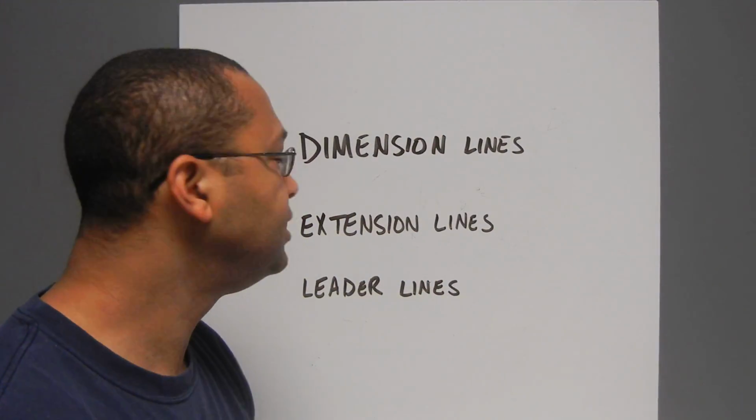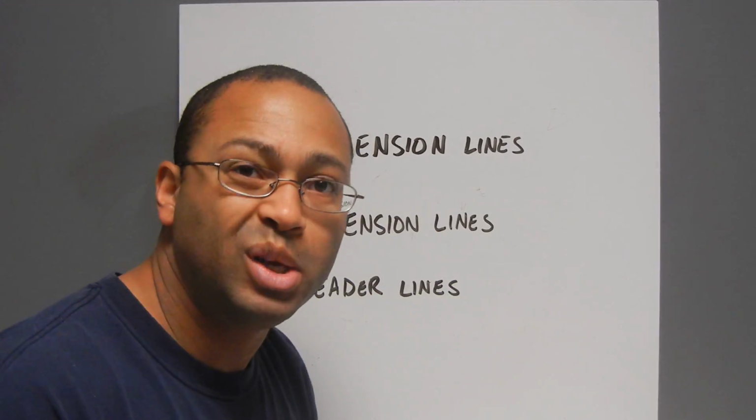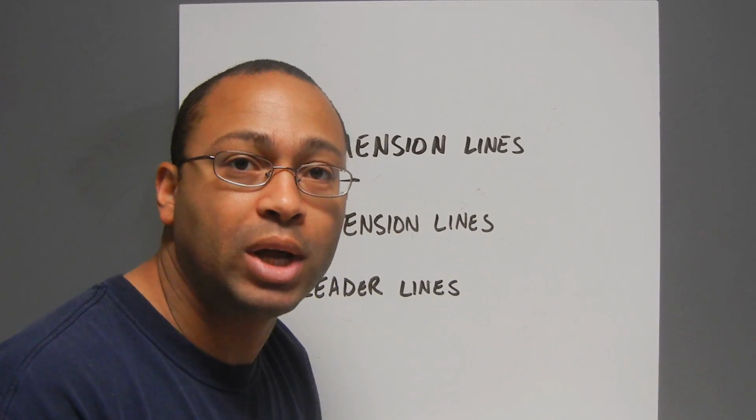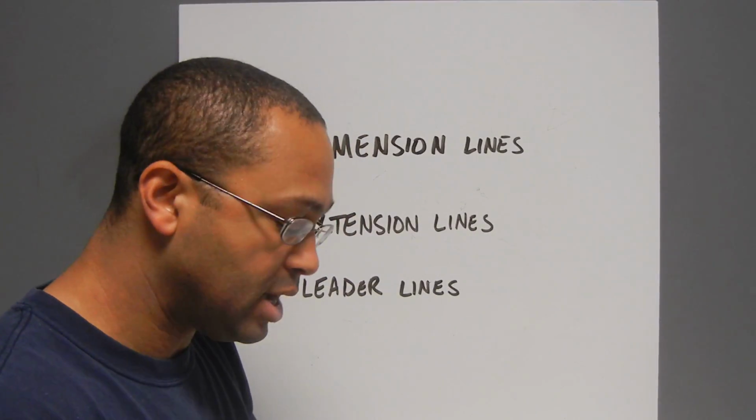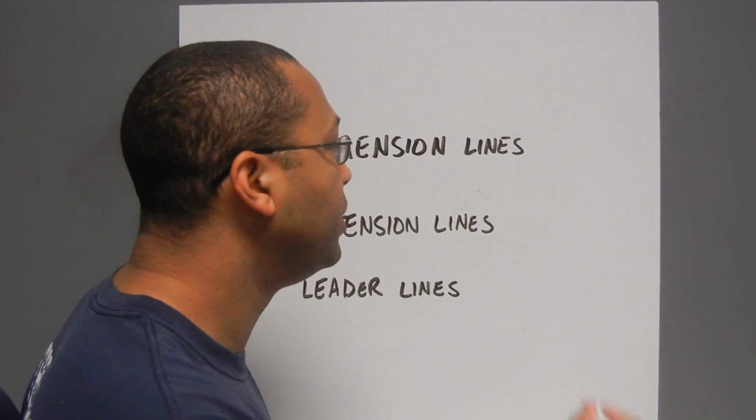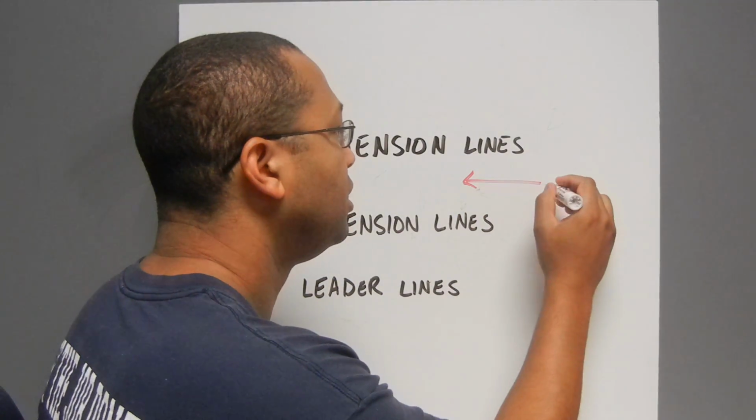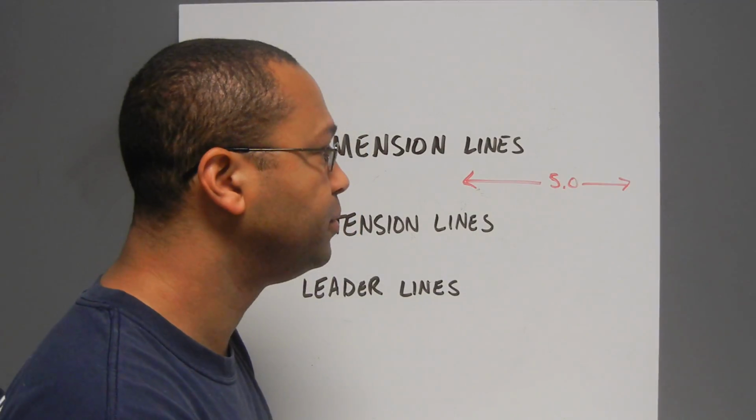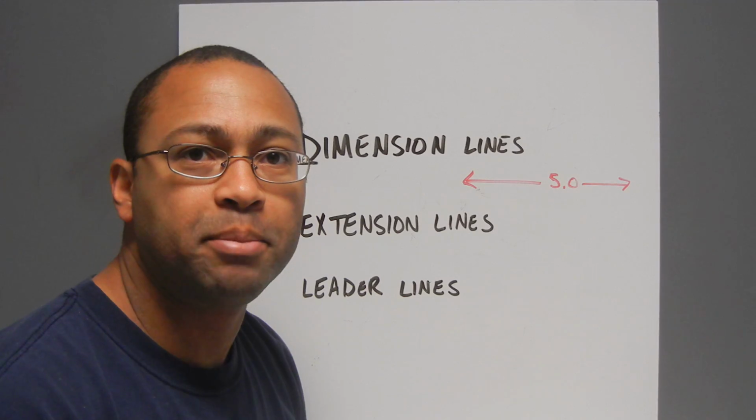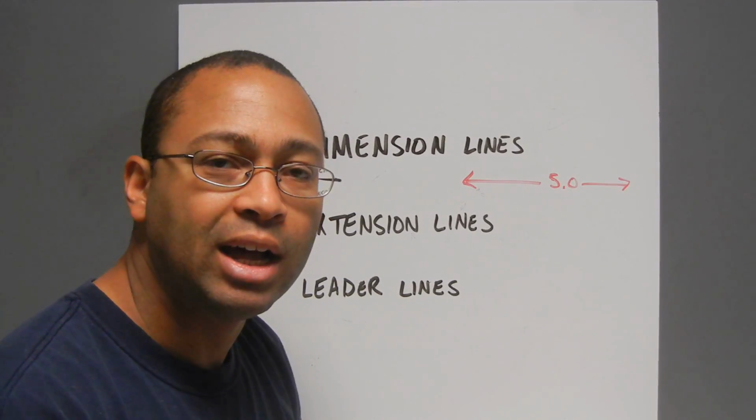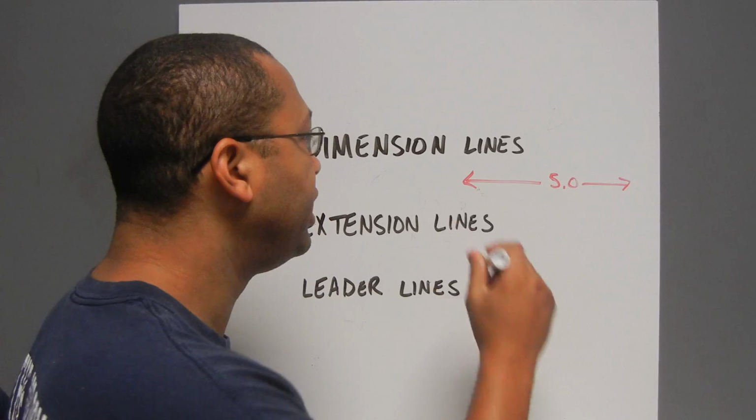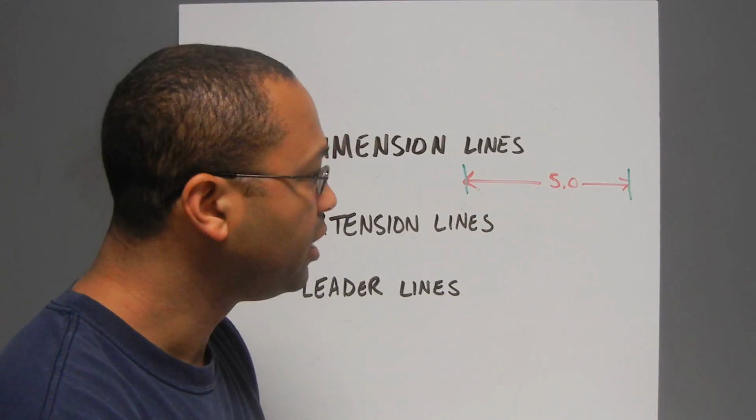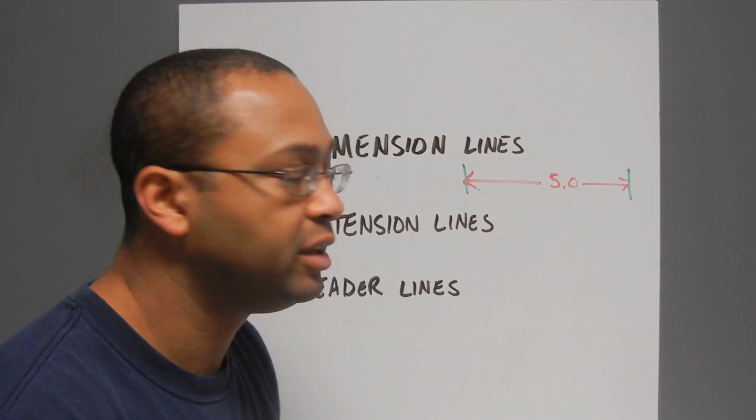Okay, dimension lines, extension lines, and leader lines. These are the three lines that you're going to use in the dimensioning process whenever you want to add dimensions onto an object. A dimension line is basically the line that actually has the value in it, something like 5.0. An extension line basically shows you the extents of that dimension. They look like vertical lines, just right there on the end. And that's the extension line.